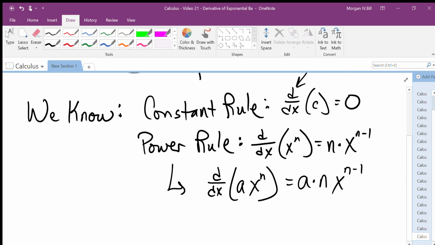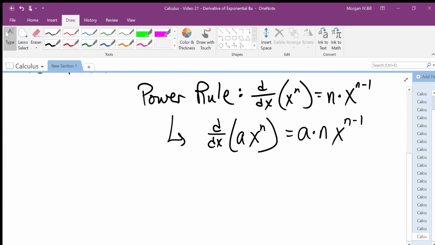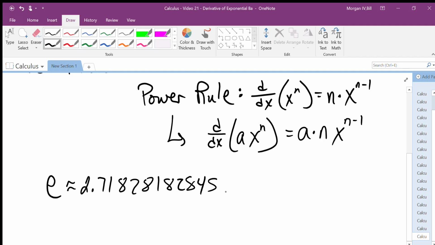Okay, today we are going to look at e, the number e. e is approximately equal to 2.718281828459, and so forth. For us, it's enough to think of e as approximately 2.72, 2.71, 2.72, something like that. Some number a little bit less than 3.